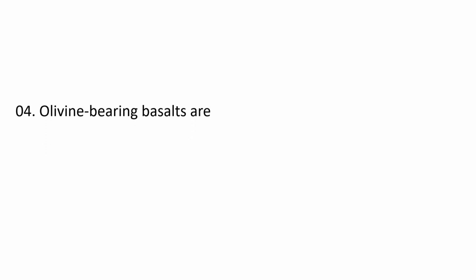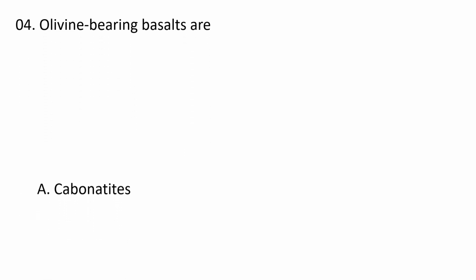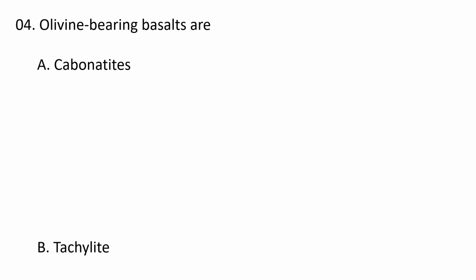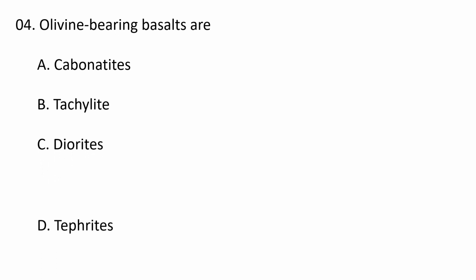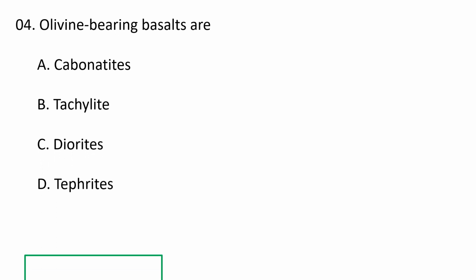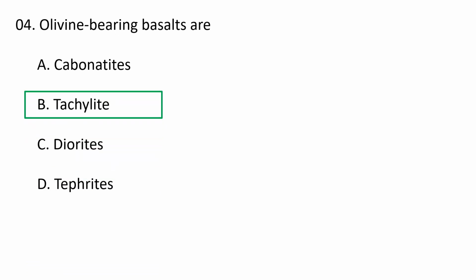Next question. Olivine bearing basalts are A. Carbonatites, B. Tachylite, C. Diorite, D. Tephrites. Olivine bearing basalts are tachylites. So what are tachylites? Some basalts are quite glassy, that is tachylites, and many are very fine grained and compact. It is more usual however for them to exhibit the porphyritic structure with larger crystals known as phenocrysts of olivine, augite or feldspar in a finely crystalline matrix known as a ground mass. So olivine bearing basalts are tachylites. B is the correct option.